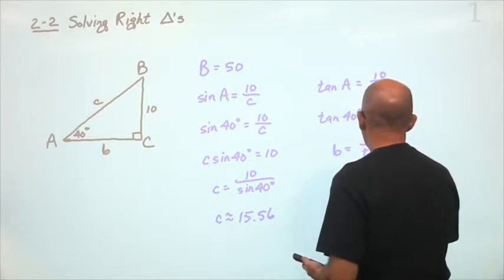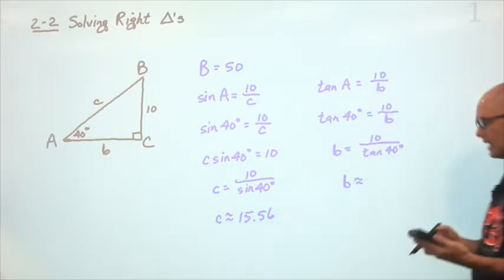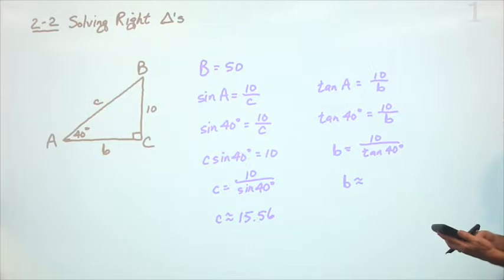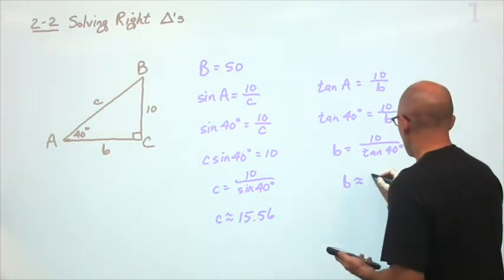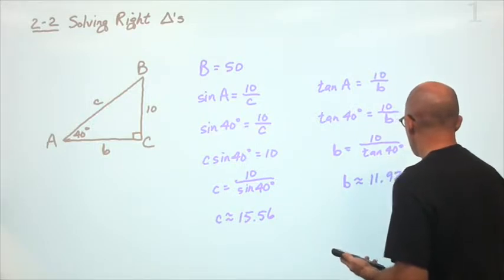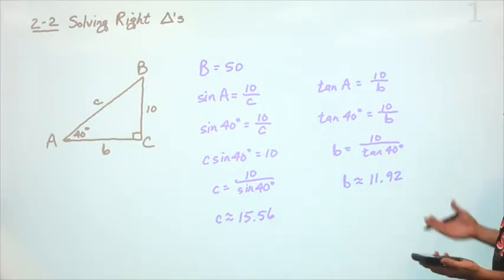So that means, back to the calculator, B is going to equal 10, enter, 40, tangent, divide. 11.917. So 11.92. That's it, game over.